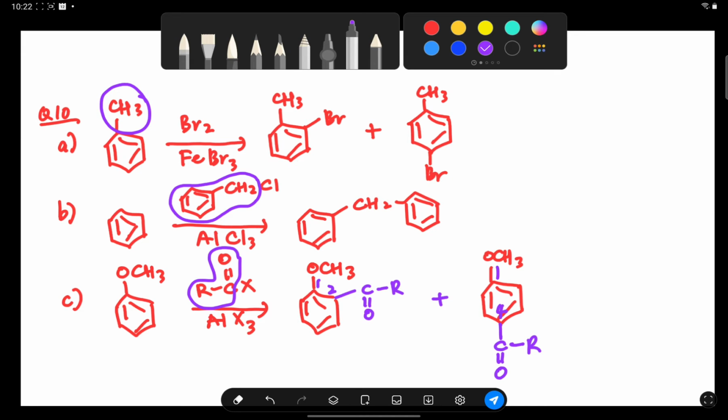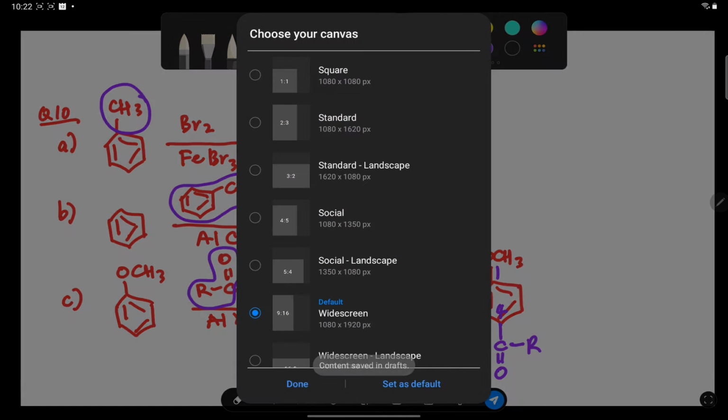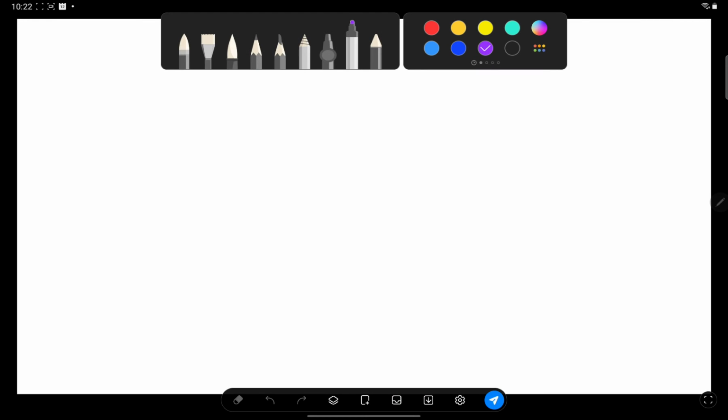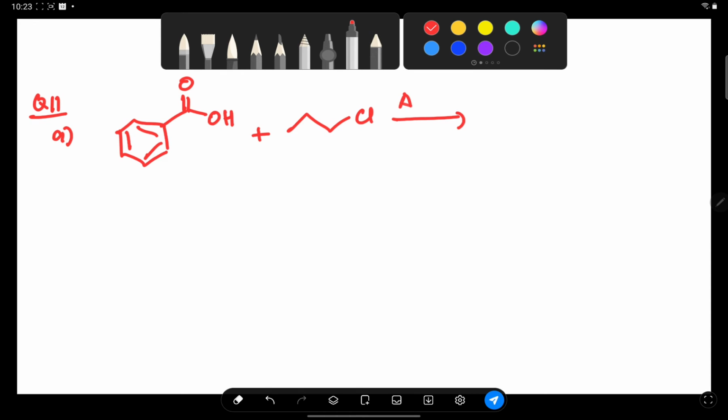Then we proceed with question 11. Question 11. So the question asks you to write the IUPAC name for the compound H. So before you write the IUPAC name for the compound H, of course you need to find the structural formula for compound H.